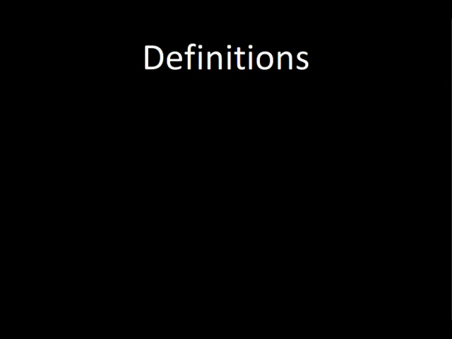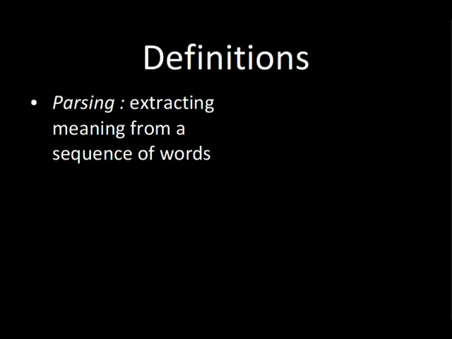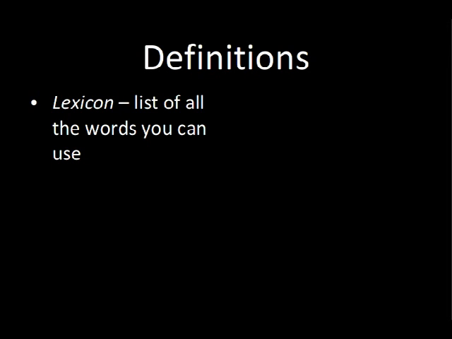Let's define some important words. I'm going to teach you about parsing, which is extracting meaning from the structure of a sequence of words, like a sentence. Before we can start parsing, we need a lexicon. A lexicon is like the vocabulary for the parser. It's the list of words that our parser will be able to recognize and handle.